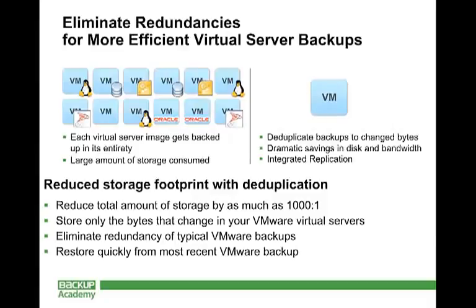In some instances, you may see ratios of reduction as high as 1,000 to 1 due to the high degree of redundancy found in virtual backups. Deduplication will allow you to store only the bytes that change in your VM servers, eliminate the redundancy found in most typical VMware backups, and in some implementations, allow you to restore quickly from your most recent VMware backup.